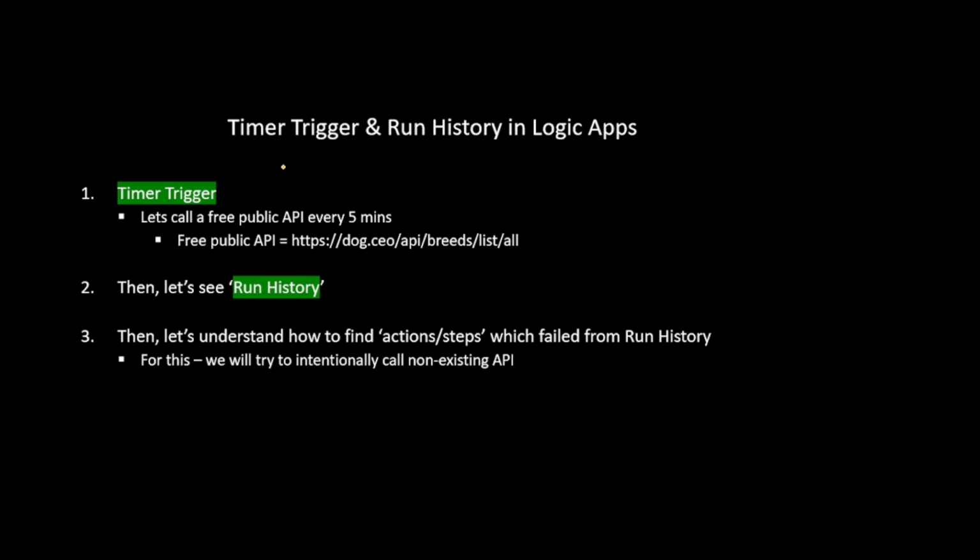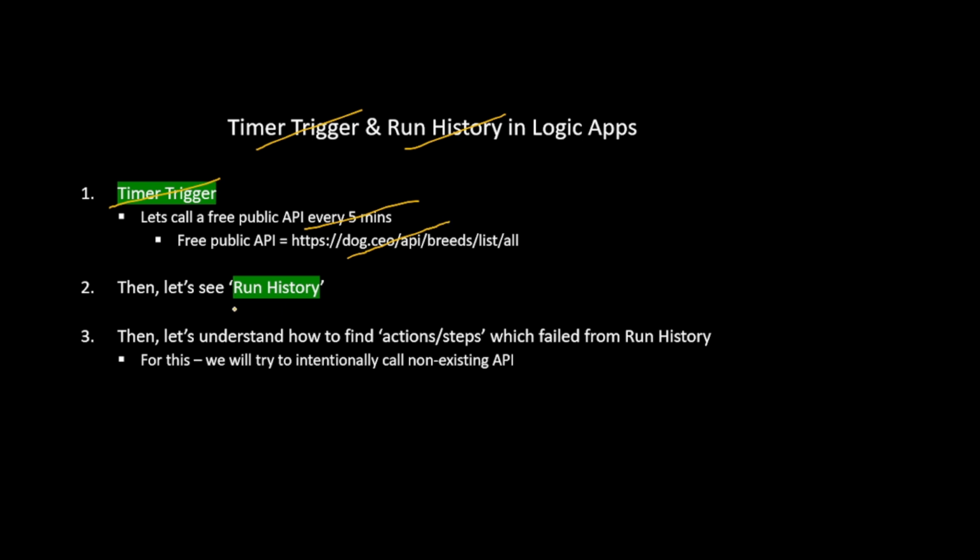Hey guys, in this video, let's discuss timer trigger and run history in Logic apps. So guys, timer trigger, as you can guess, it is used to schedule tasks. Now in this video, we will create a timer trigger, and that timer trigger will call a free public API every 5 minutes. And this is that free public API, and it returns dog breeds.